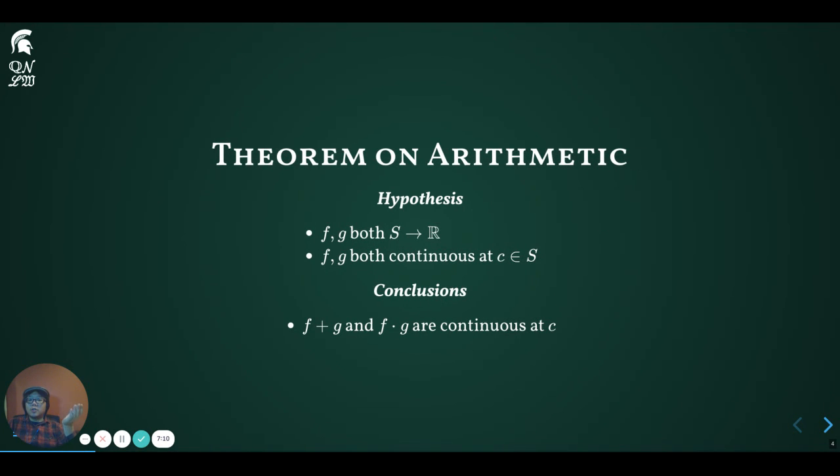Let me just mention here also the following theorem on arithmetic. We will skip the proof of this theorem. The proofs are essentially the same as the cousin theorem, which gives the same results for limits of sequences. It basically says that sums and products of continuous functions are continuous.